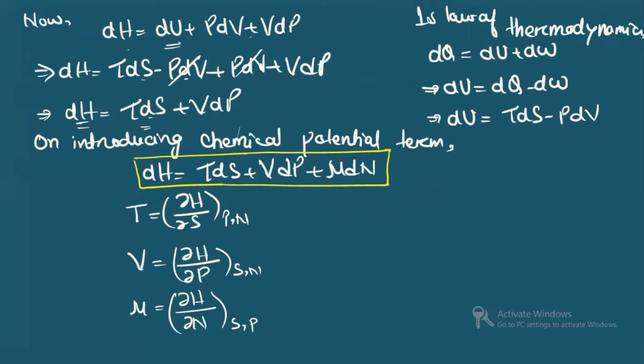Here you see, when you introduce the chemical potential term, you can write dH equals TdS plus VdP plus mu dN. So from here you can write the temperature T equals del H by del S at constant P and N. Volume can be written as del H by del P at constant S and N, and chemical potential can be written as del H by del N at constant S and P. Now you see here, H is a function of entropy and pressure. So when the entropy is constant and the pressure is constant, then the system will be in equilibrium. This is the equilibrium condition. dH will be equal to 0. All right.